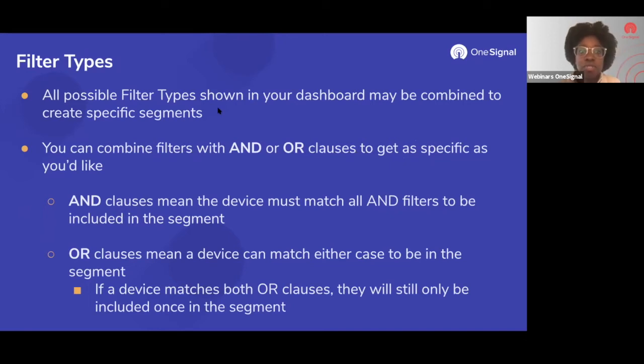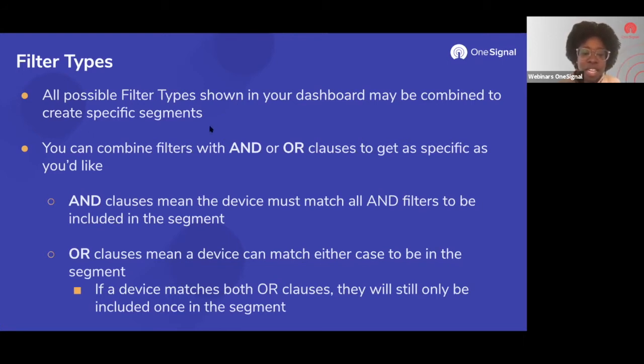So getting to filter types. Essentially, the filter types are shown in the dashboard. This is basically how you can group and create specific segments. So you can combine lots of filters and do this by using an and clause or an or clause, so you can get as specific as you would like.